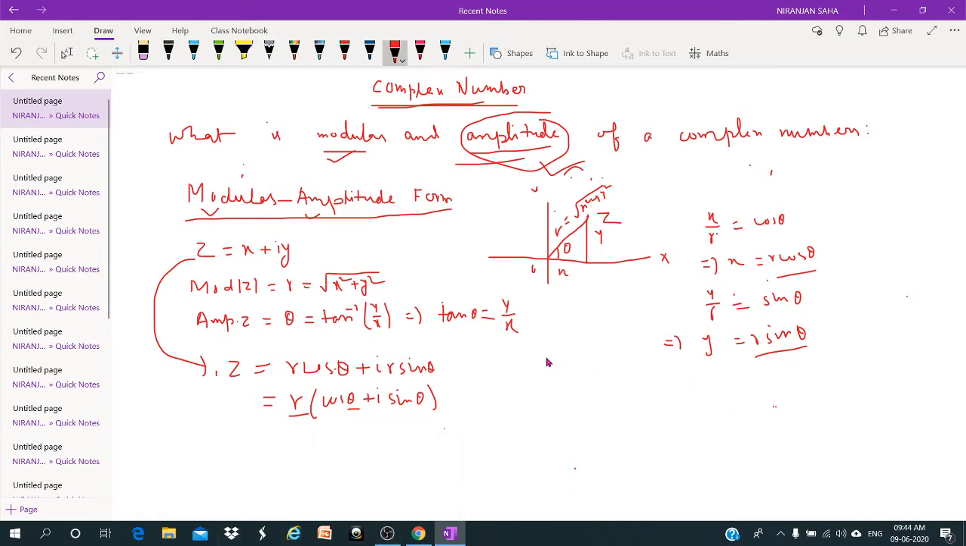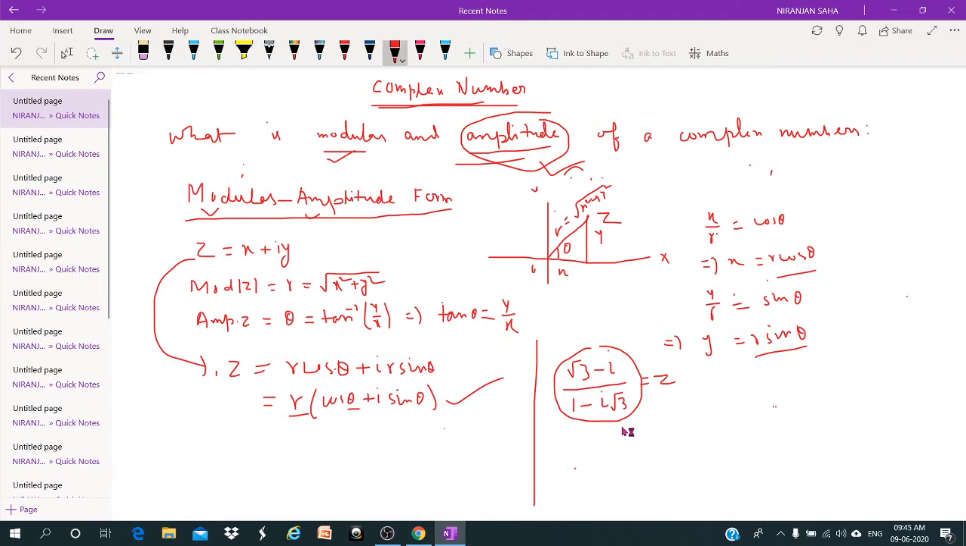An example. We are taking z = (√3 − i)/(1 − i√3). This is the normal form, and we have to transform this into modulus-amplitude form. So how can we do this?